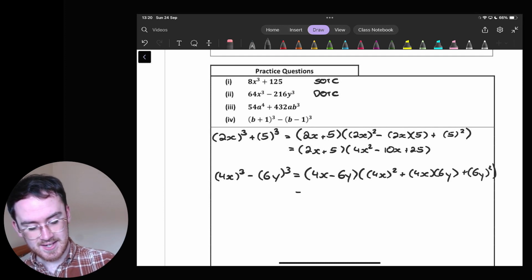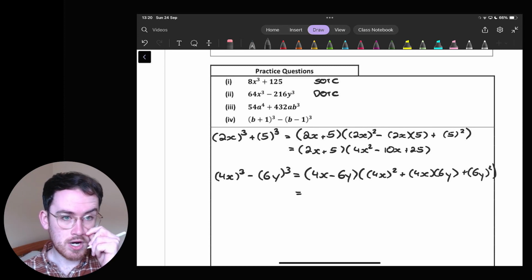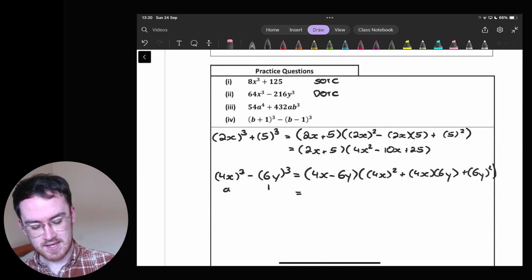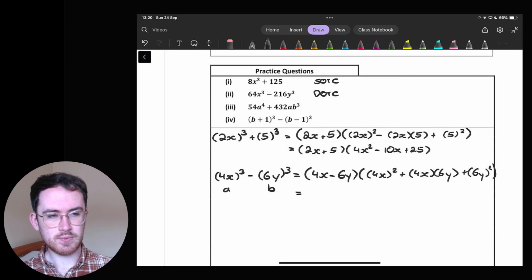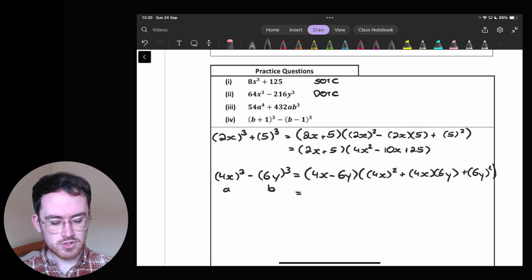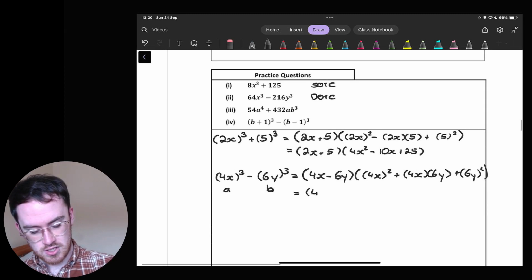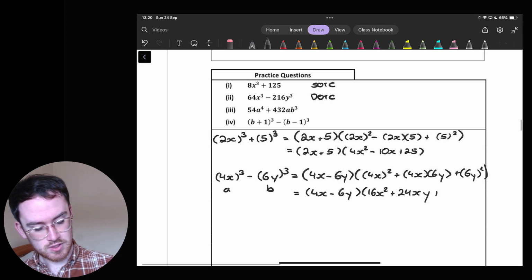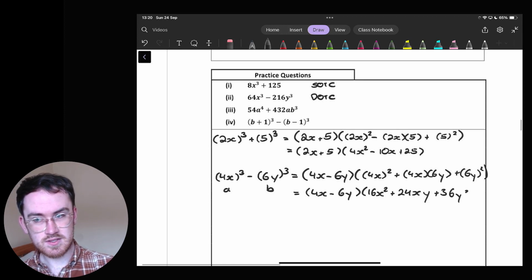Okay. And again, it's just making sure we're subbing all those things in properly, keeping for ourselves that this is A, this is B, and that we sub in appropriately, using our brackets there to show that we're squaring the whole term in question. So we get 4x minus 6y, we get 16x squared plus 24xy plus 36y squared.